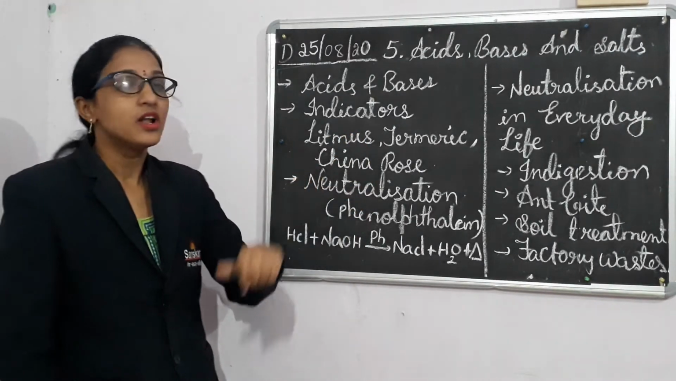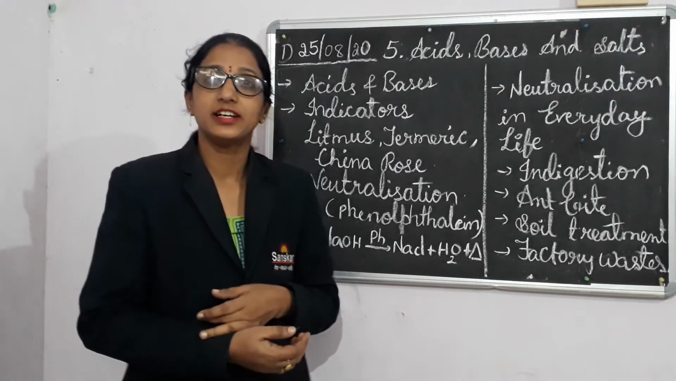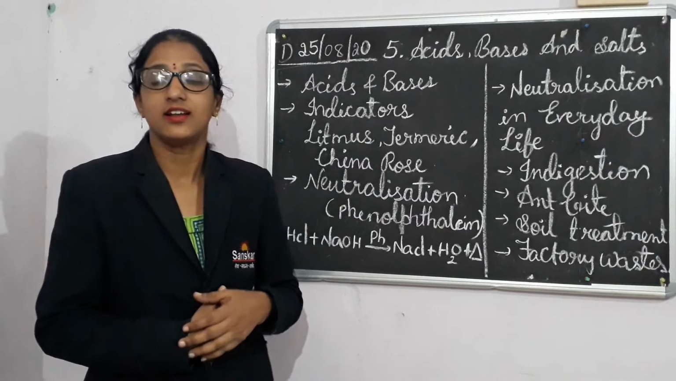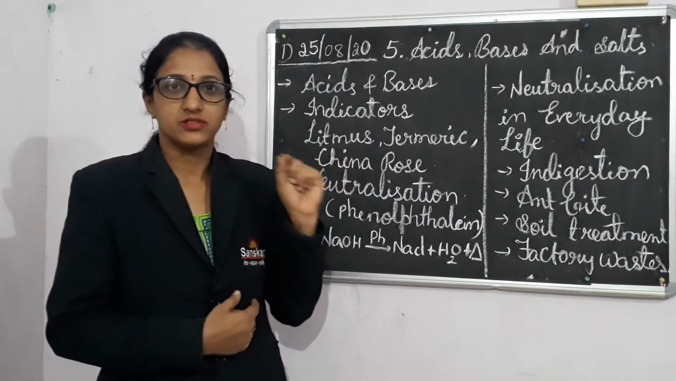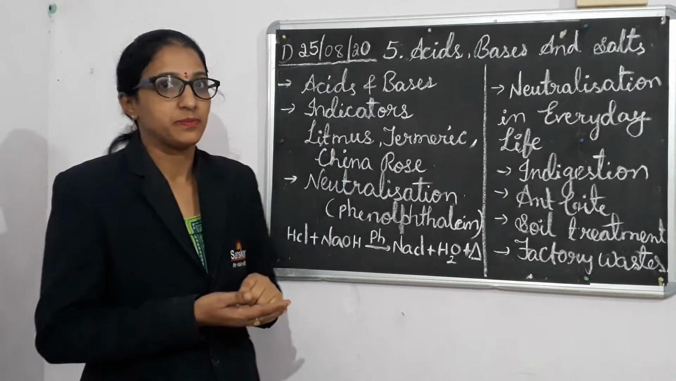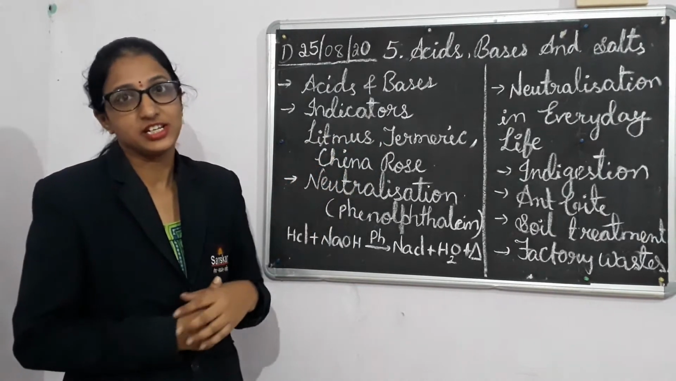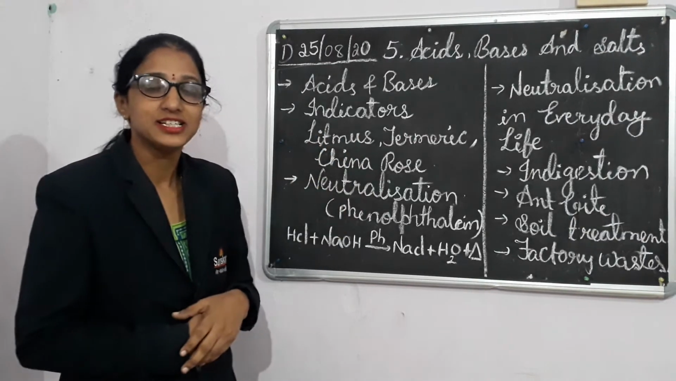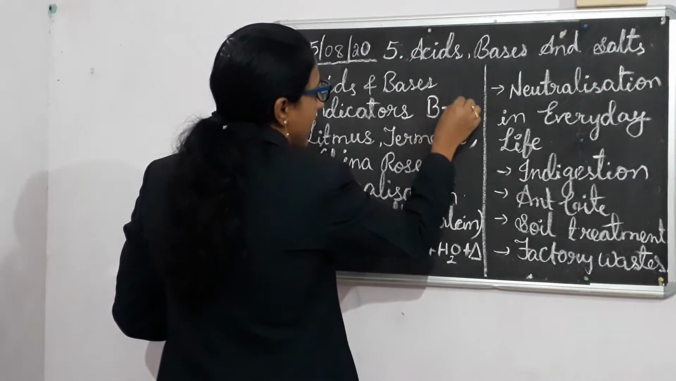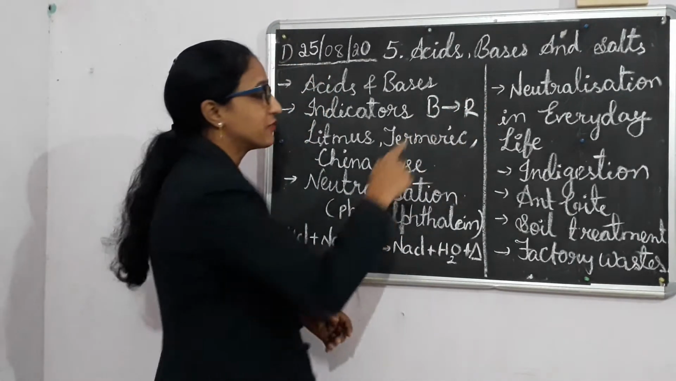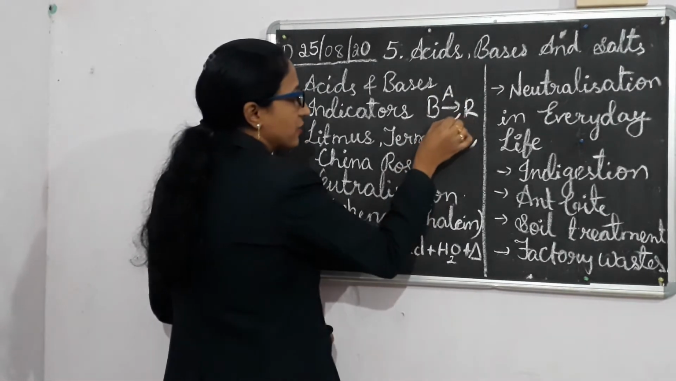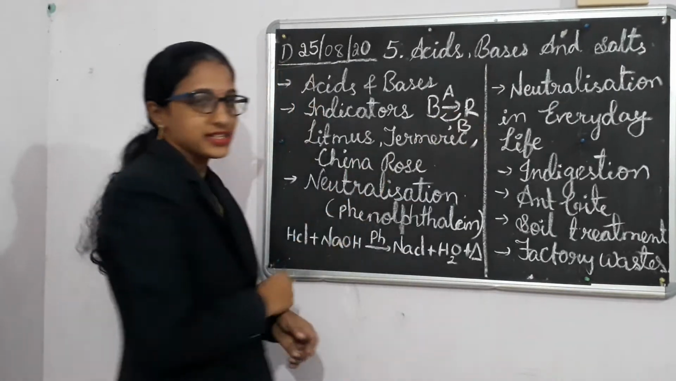So first, let's come to litmus papers. By using litmus papers, we can test whether the given chemical is an acid or a base. Put 1 drop of the given substance on the litmus paper. If the litmus color is changing from blue to red, then we can say it is an acid. If it is changing from red to blue, then we can say it is a base.